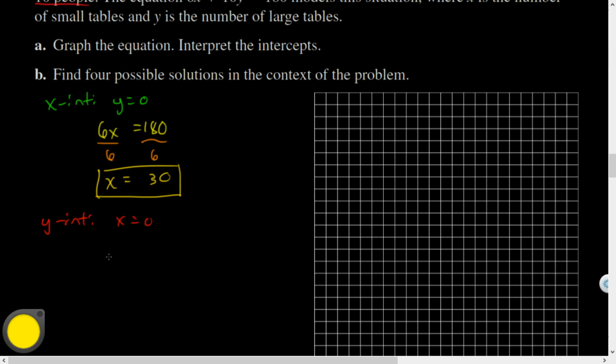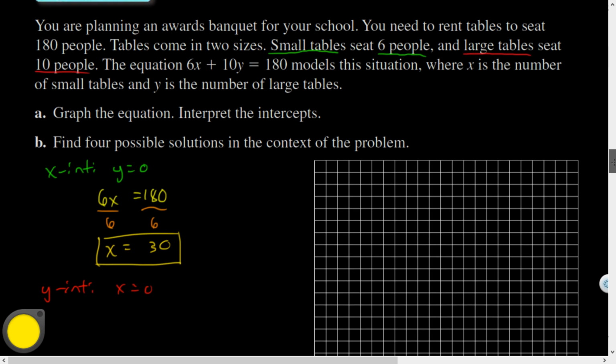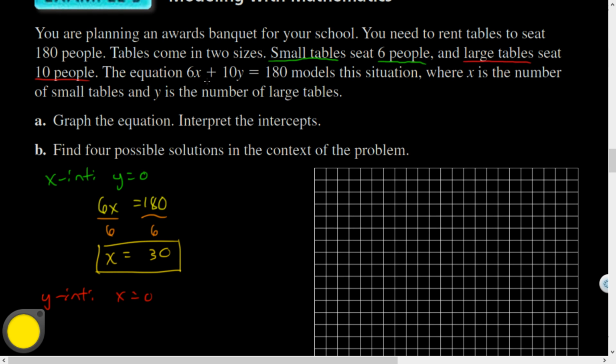So that's going to be, let's see. Wait a minute. Did I do this wrong? Did I plug? All right. Okay. No, we're good. We're good. So I got, yeah, x equals 30.